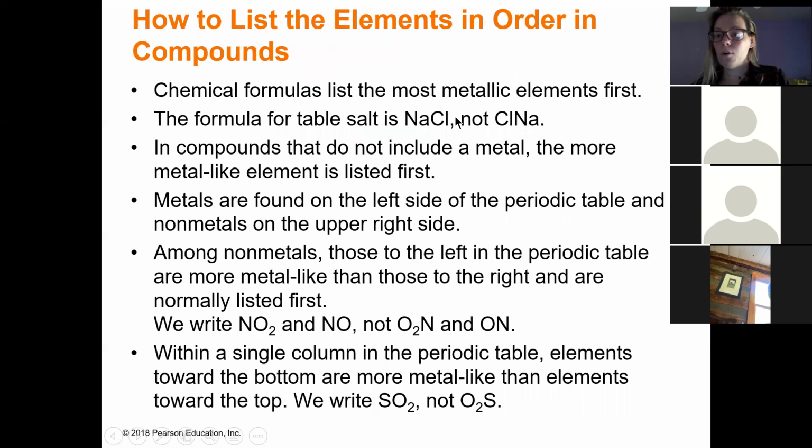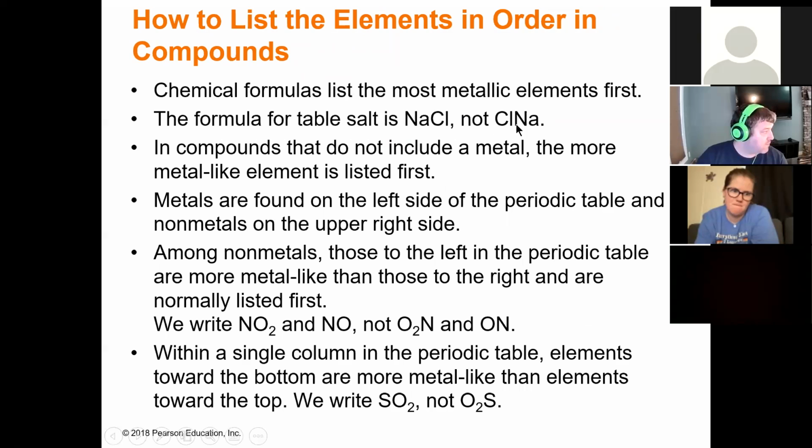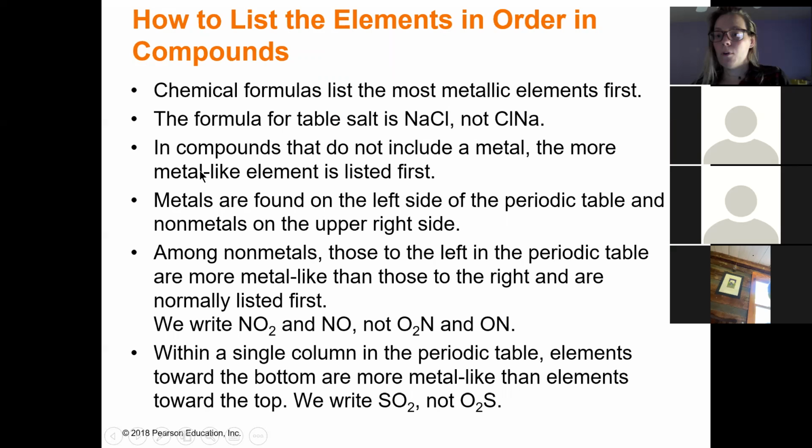When we're writing a chemical formula, you want to follow the rule. This applies like 98% of the time, but you're going to write the most metallic element first, followed by the least metallic. So sodium chloride, or the formula for table salt, is NaCl, not ClNa. When I'm looking at this one, it just kind of looks weird, but you may not have had enough chemistry to have that be a natural thing for you. So you're just going to go off the fact that this is a metal, this is a non-metal. So we write the metal first, and then we write the non-metal.